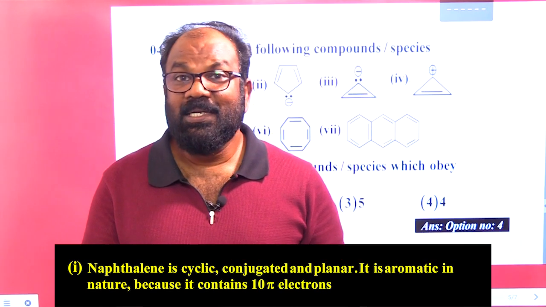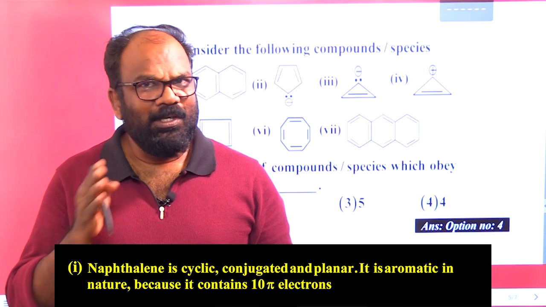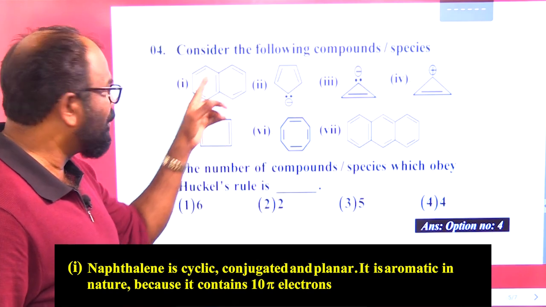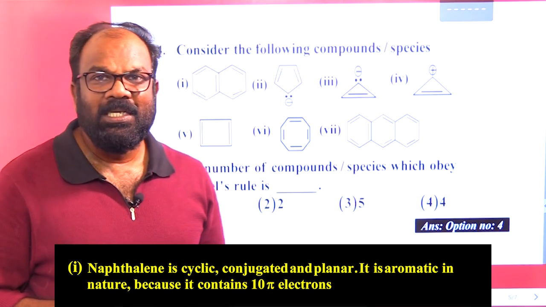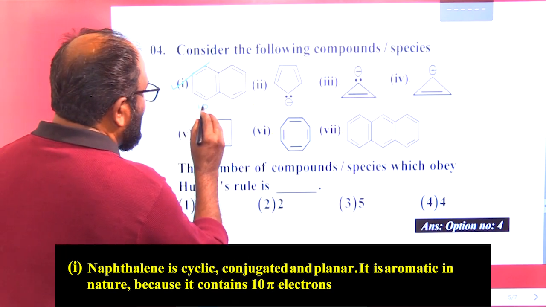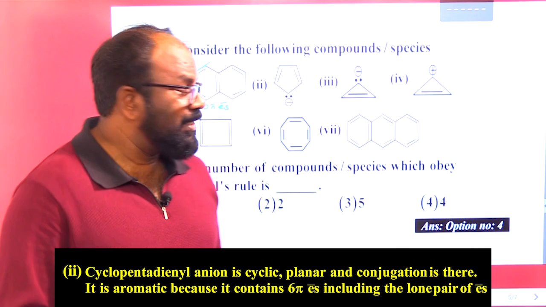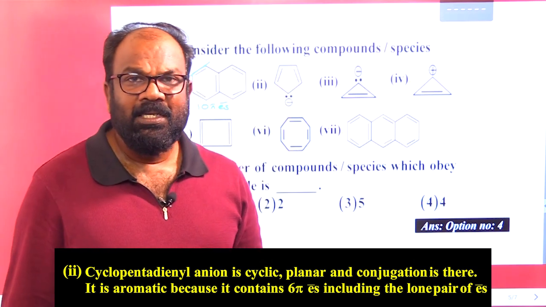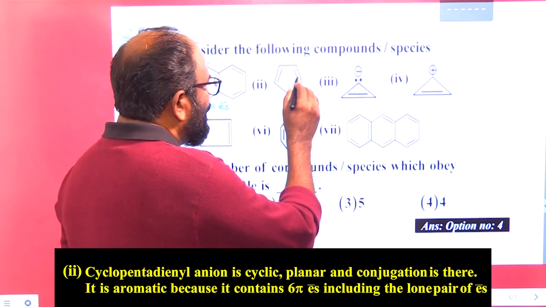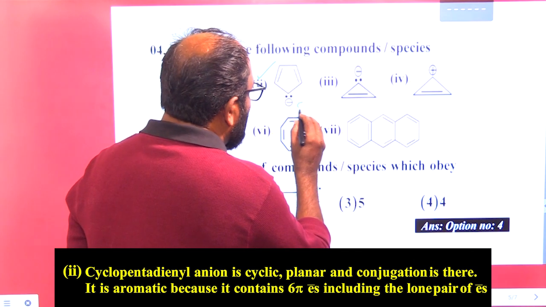Here the first compound given is naphthalene. Naphthalene is a cyclic compound. It has conjugation because alternate double single bonds are there. This compound contains 5 pi bonds, that means 10 pi electrons. Therefore, this is aromatic because it contains 10 pi electrons as delocalized electrons. Here the second species is cyclopentadienyl anion. It is also cyclic, conjugation is there, that is double single lone pair or negative charge. It is also aromatic because it contains 6 pi electrons.